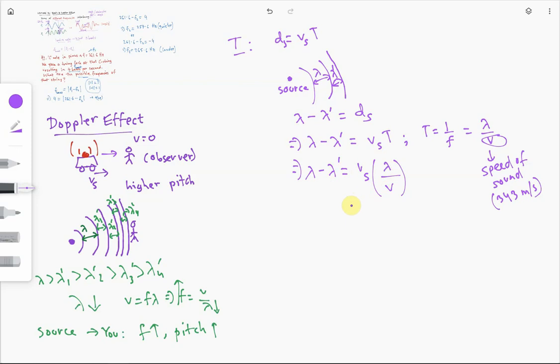Now we can see that there are two lambdas on each side, and we want to find the new wavelength. So we solve for this lambda prime, the new wavelength. Lambda prime is then lambda minus vs over v times lambda, and we can factor lambda out of the equation right here, and we get 1 minus vs over v. Vs is the speed of the source, and in this case it's the speed of the ambulance.